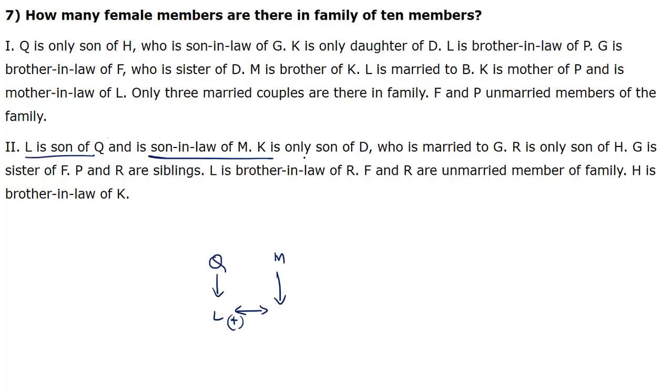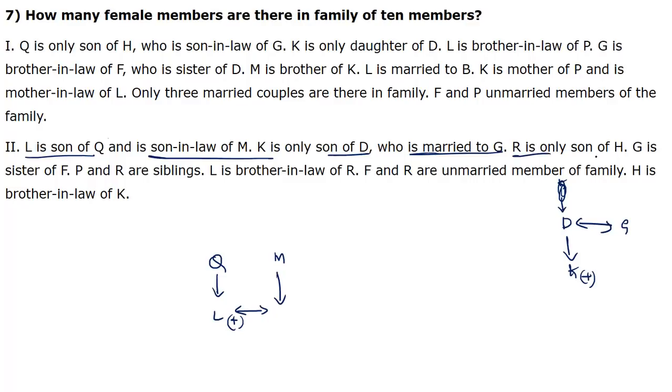Okay, the next one is K is the only son of D. But then we don't know where K or D is. So let me write it here. K is the only son of D. D's only son is K. But then there may be daughters as well for D. Okay. D is married to G, right? So D is married to G, but then we don't know what the relationship is here and here. So that is why we have to keep it on hold.